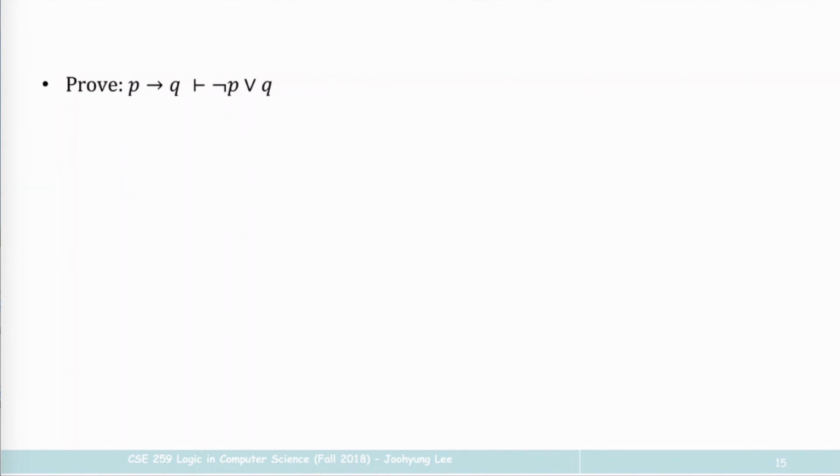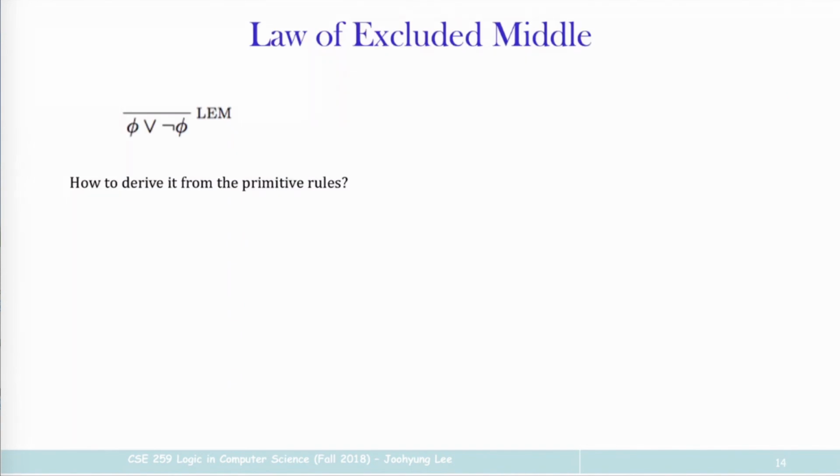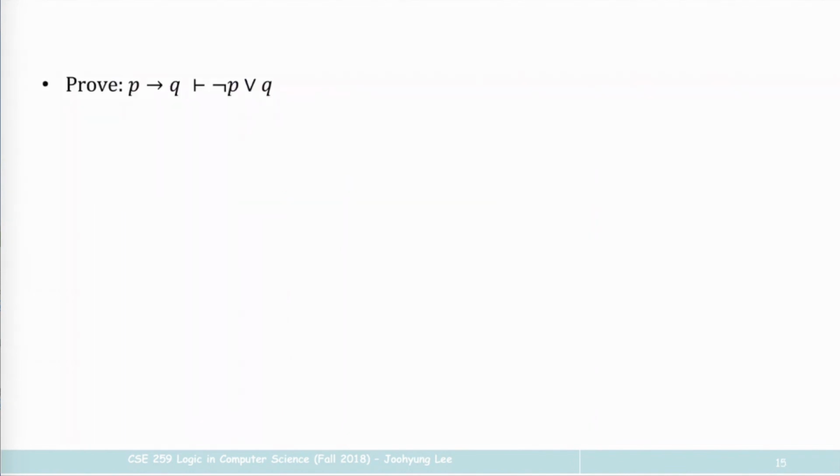But also this rule is very difficult to use because you have no clue what to use as phi. So let's look at an example. Here we have seen a similar derivation before, which was actually from not P or Q, we derived P implies Q. But the opposite direction of derivation is also possible. So here we want to derive not P or Q from P implies Q. Okay?